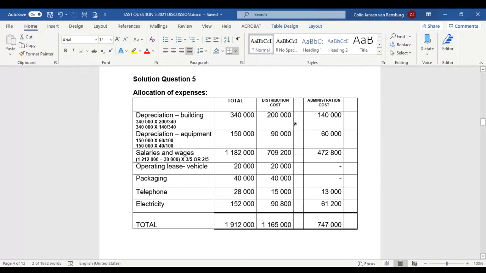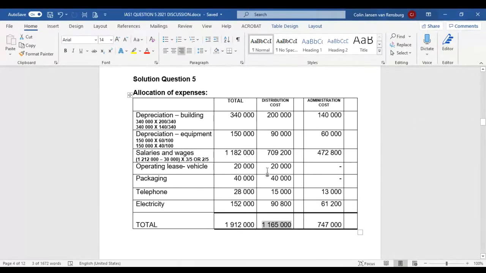But anyway, this company has distinguished between two functions, right? So now we go and add up our column, and that total will give us the amount that we are going to disclose on the face of our statement of comprehensive income as simply distribution cost.